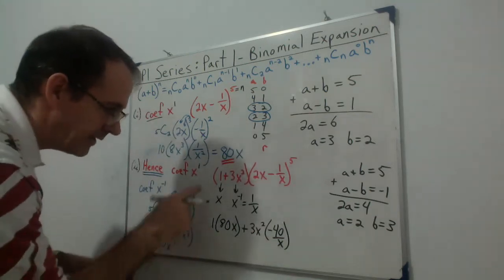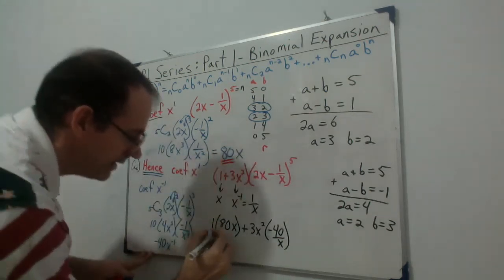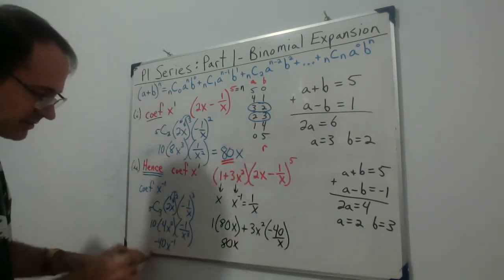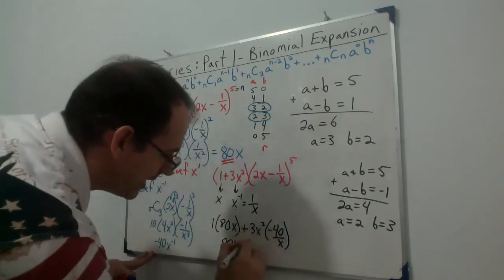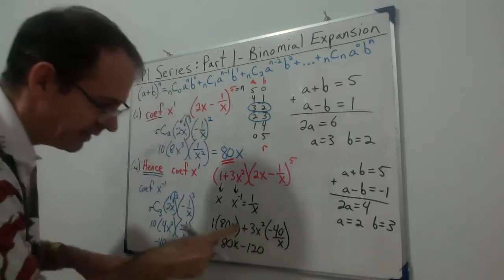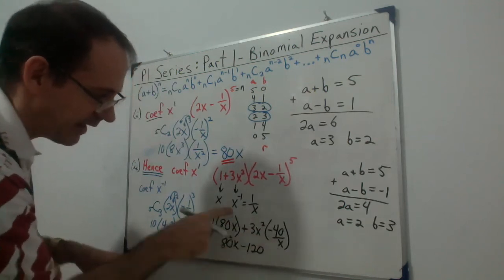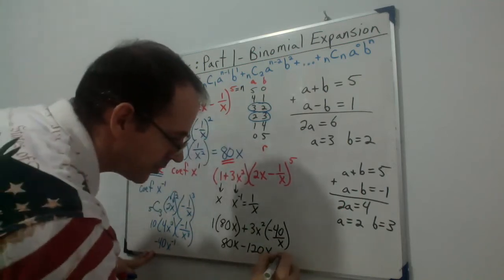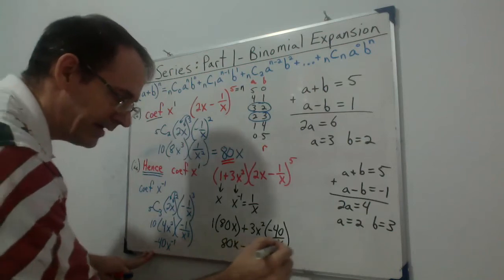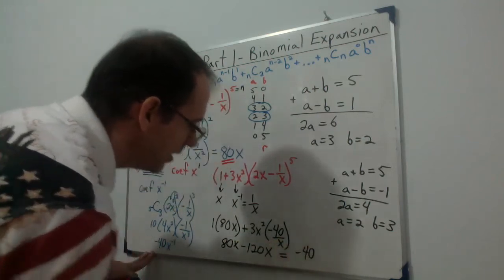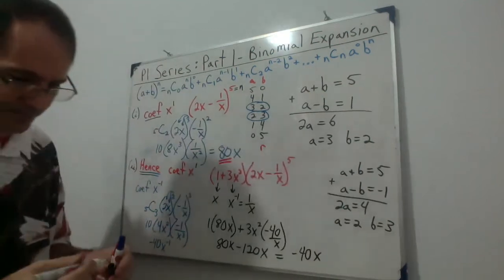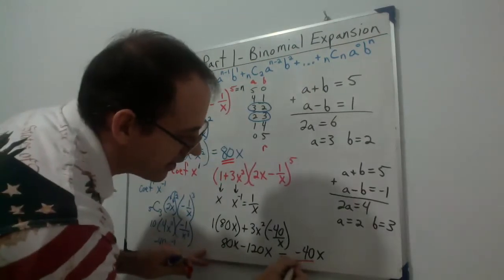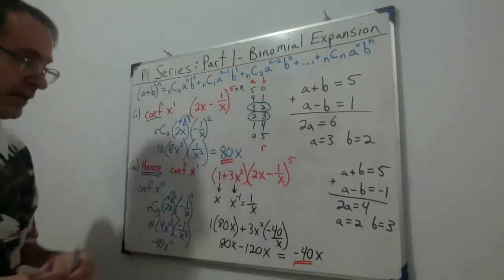So notice 1 times our x term, 80x, plus 3x squared times the x to the negative 1 now gives us a negative 120, and x squared times the x to the negative 1 equals x. These are like terms, so we can add those together. 80 minus 120 is a negative 40x, and we're specifically looking for the coefficient, which is our negative 40.